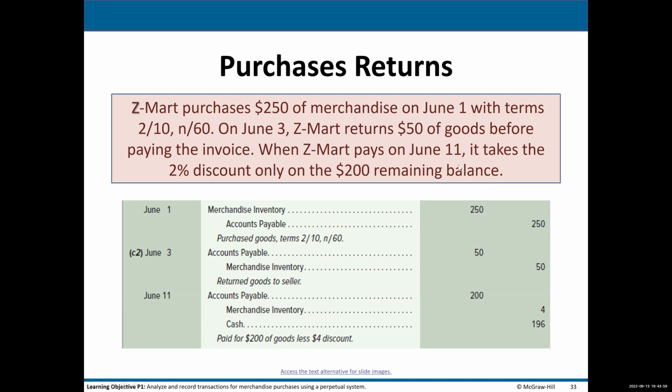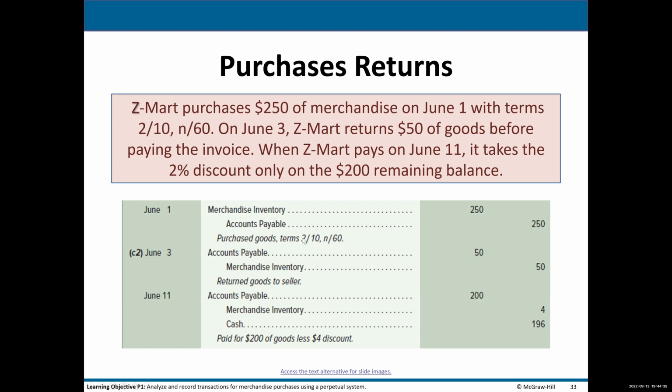Well, what's up with that? Remember, we originally bought the merchandise and we owed $250, right? But we returned $50 of it. That's here. So we only owe $200, $250 minus the 50. So we're going to be forgiven of $200. But wait, we're not going to have to pay that full $200 because we paid by June 11th, the discount period.